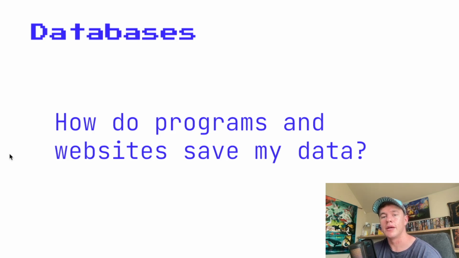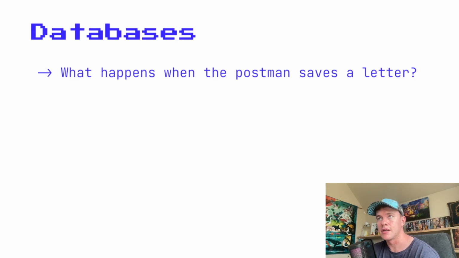Now, the continuation of a web server is a database. And this comes into play when we start to discuss how do programs and websites save my information. And we can actually continue the postman example to understand what a database is. And we can just ask, what happens when the postman saves a letter? He stores it in a little cubby hole. Well, basically a database is the same thing.